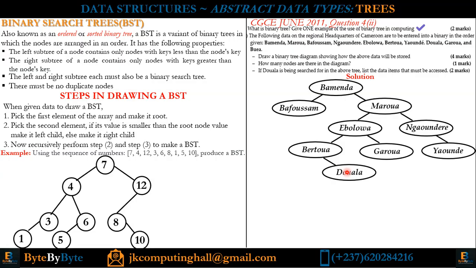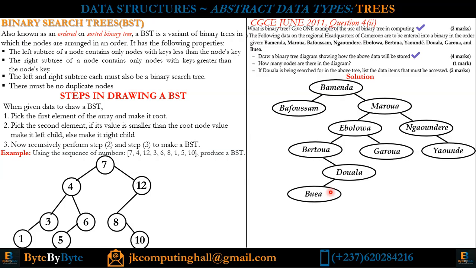When you compare here, Boya and Douala, B comes before D, so Boya is supposed to be to the left of Douala. And this is what we have. This is our binary search tree based on the string values that were given, dear students. So we are done with this question.